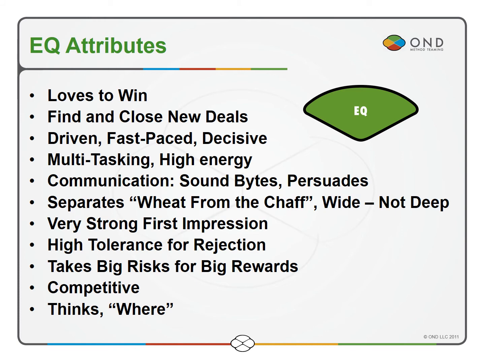The EQs are very good at separating the wheat from the chaff. What we mean by that is when an EQ looks at 2 opportunities, their instincts about which one is real and which one is a mirage are deadly accurate. They'll make those judgments with incomplete information, and they will usually be right when it comes to assessing an opportunity that is either an internal opportunity or an external opportunity.